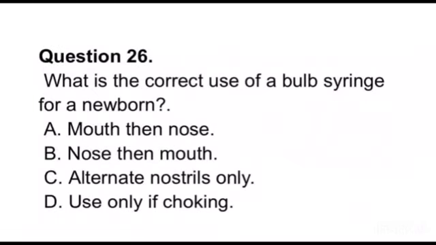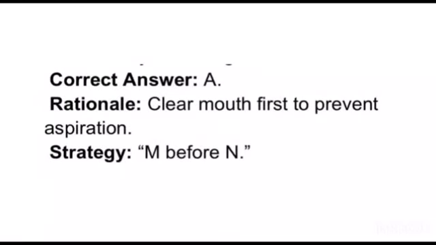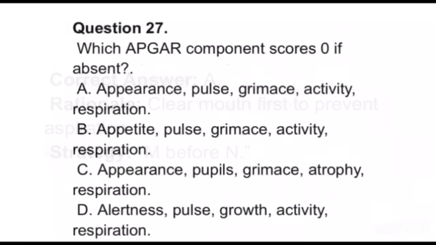Question 26. What is the correct use of a bulb syringe for a newborn? A. Mouth then nose. B. Nose then mouth. C. Alternate nostrils only. D. Use only if choking. Correct answer A. Rationale. Clear mouth first to prevent aspiration. Strategy. M before N.